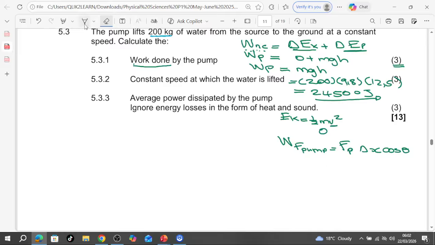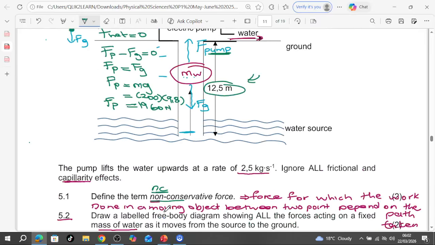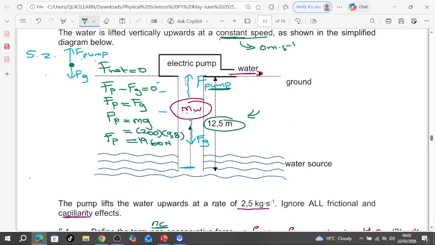Okay, so I'm saying that I just want the work done by FP, the pump. It's equal to the force, 1960, delta X is 12.5, the cos of, let's see what the angle there is. Remember, the force is this one, and it is in the same direction as the displacement. So since they are parallel, the angle is 0.